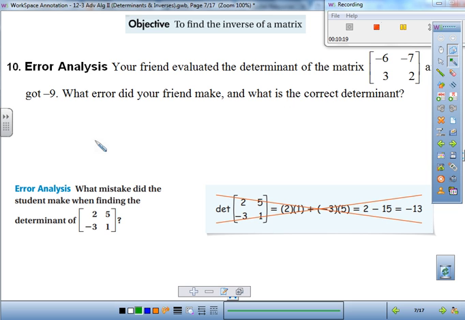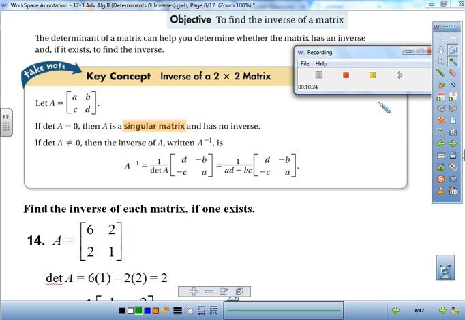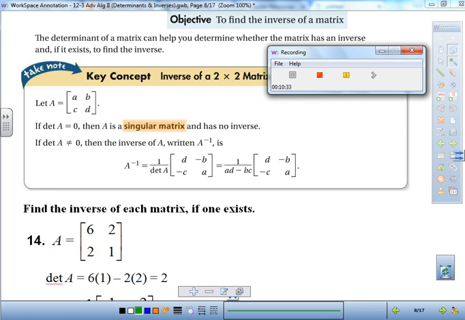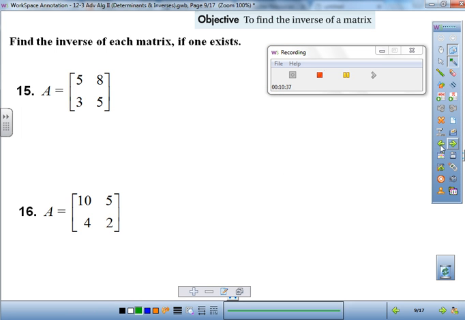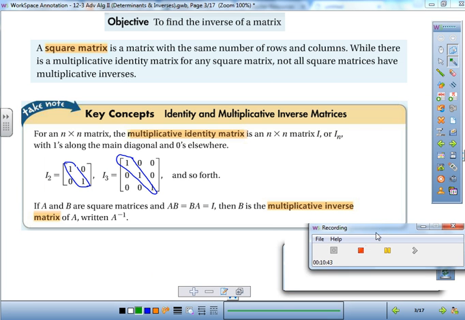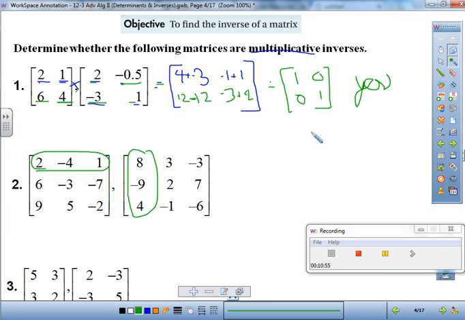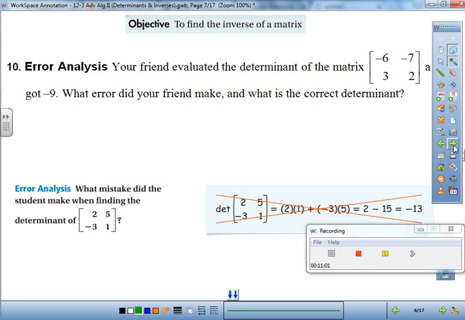All right. Let's see here. We're going to save the rest of this part on inverses until Monday. So I just want you to try the determinant stuff and the fact that we did learn a little bit about inverses. Here, if they're square matrices and AB is equal to BA is the identity, then B is the multiplicative inverse, and then we write it A inverse just like that. So these two we could say are multiplicative inverses. So we did learn that much, but we're not going to continue on with inverses.